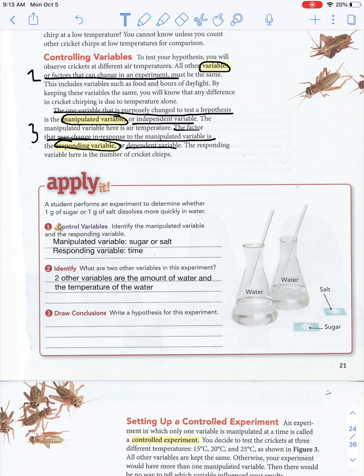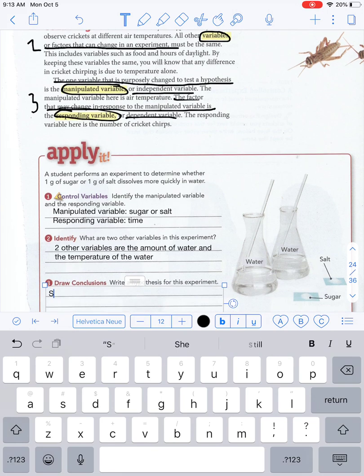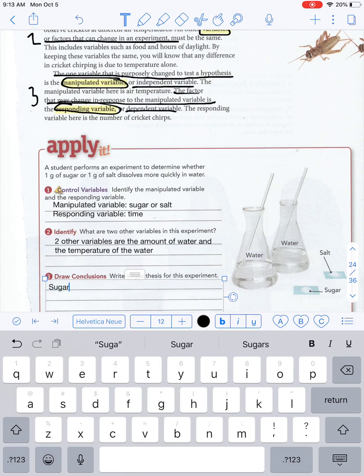Finally, let's draw some conclusions. Write a hypothesis for this experiment. So remember, a hypothesis is your possible answer to what's happening. So my possible hypothesis is that sugar dissolves faster than salt.